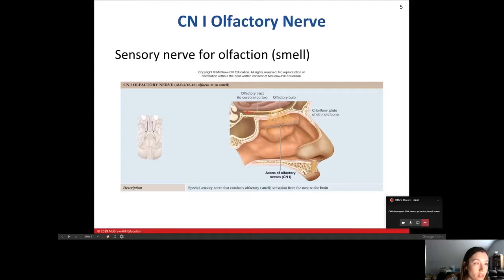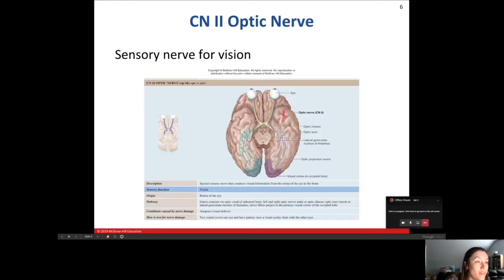Now this is the central nervous system. This is the olfactory tract that goes down to the cerebral cortex. And this is a special sensory nerve that conducts smell, so it's sensory, to the nose. Next we have the optic nerve. So remember, number 1 is 1, you have 1 nose. Number 2 is optic, you have 2 eyes.